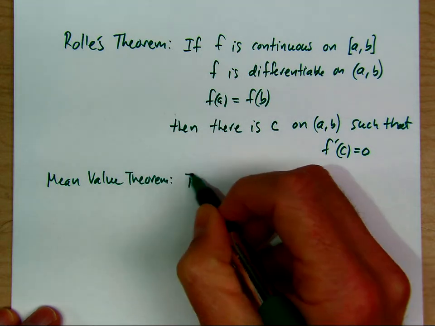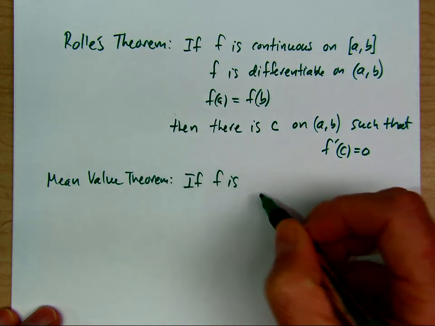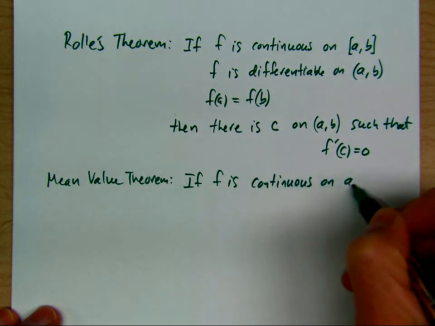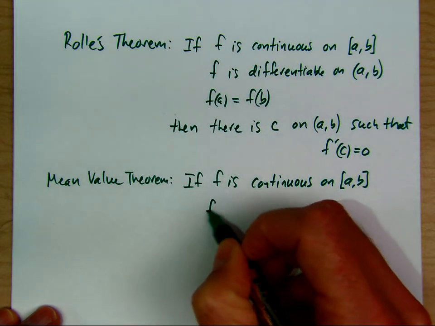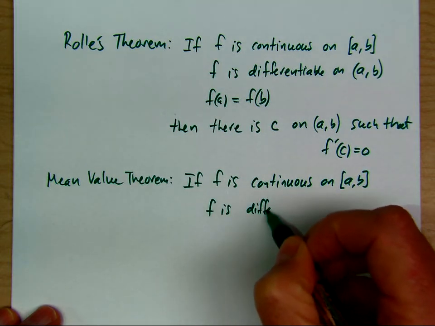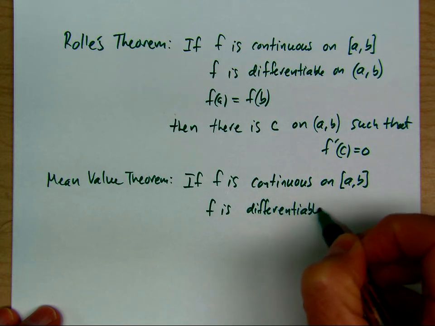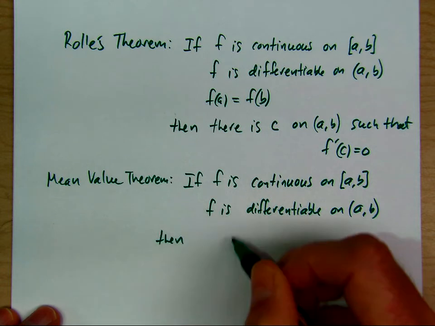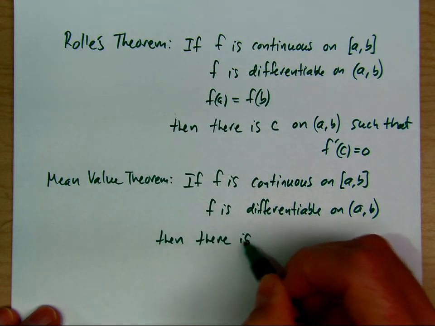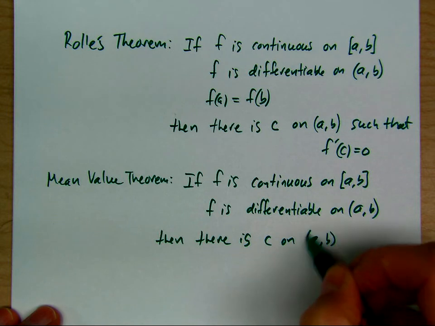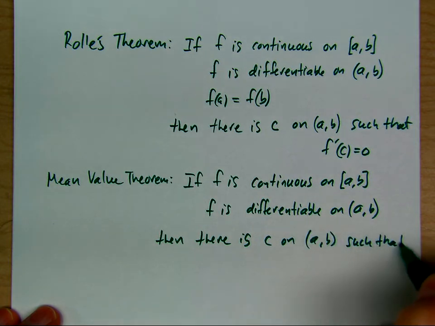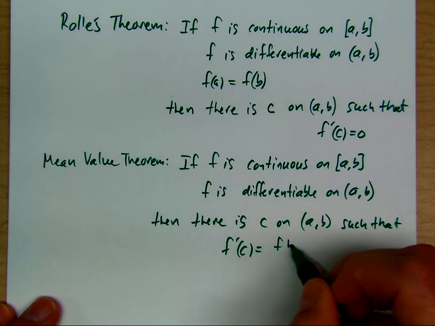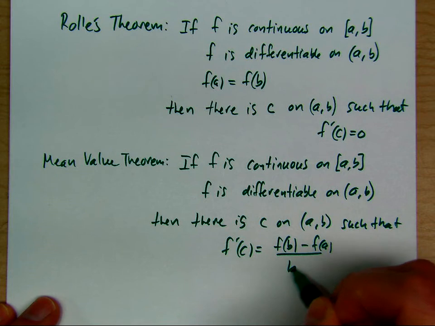And here we have just two conditions. If f is continuous on [a, b], and f is differentiable, or smooth, you can say smooth, on (a, b), then there is c in (a, b) such that f prime of c is the slope of the secant line. So that's f of b minus f of a over b minus a.